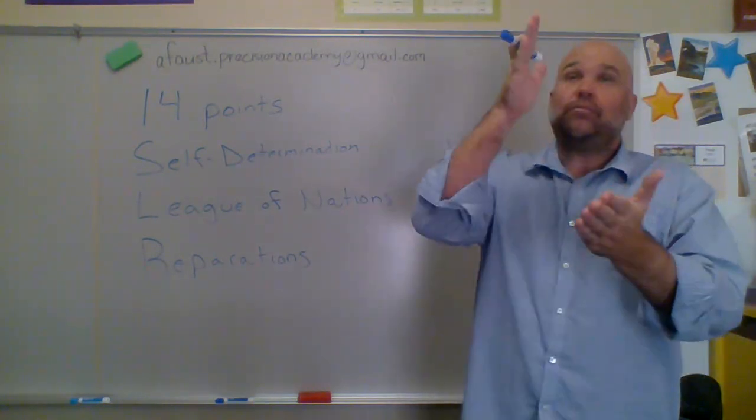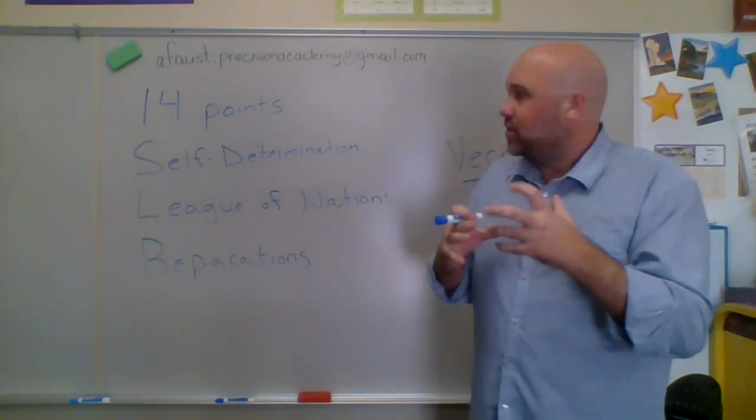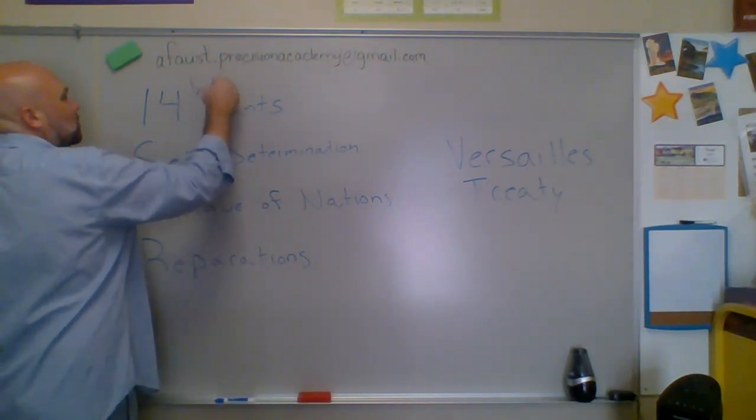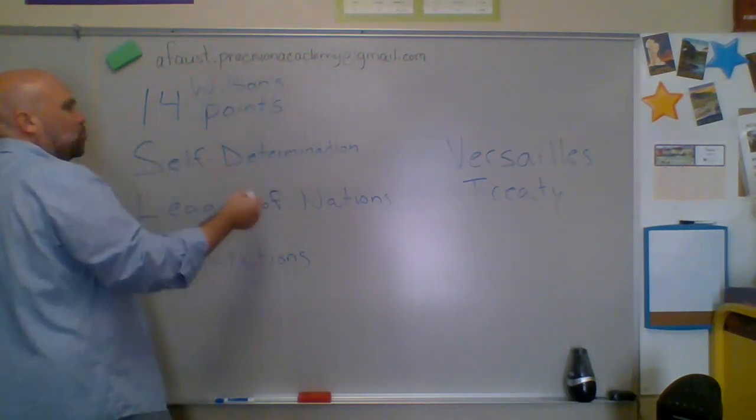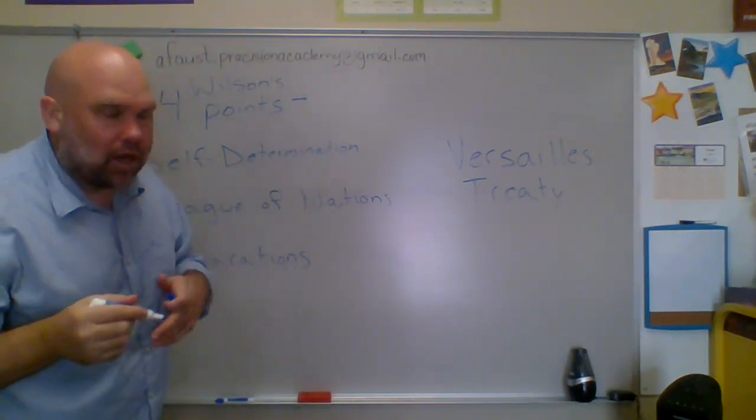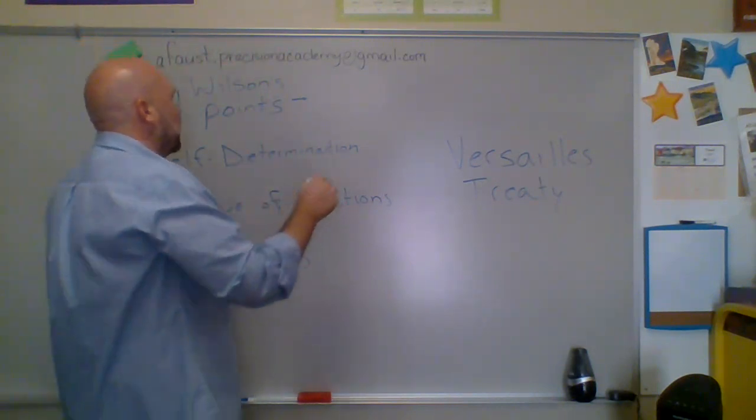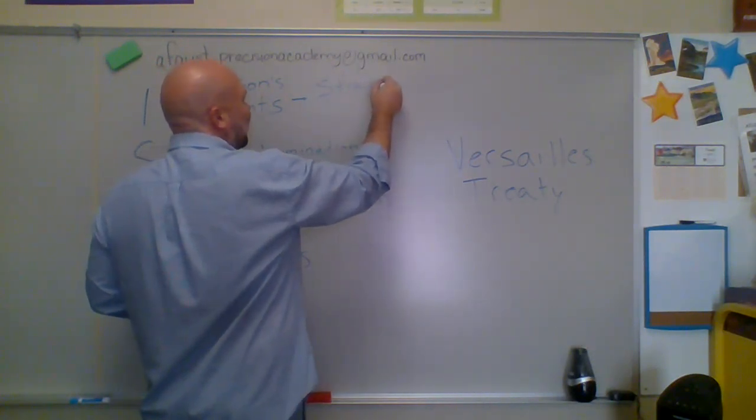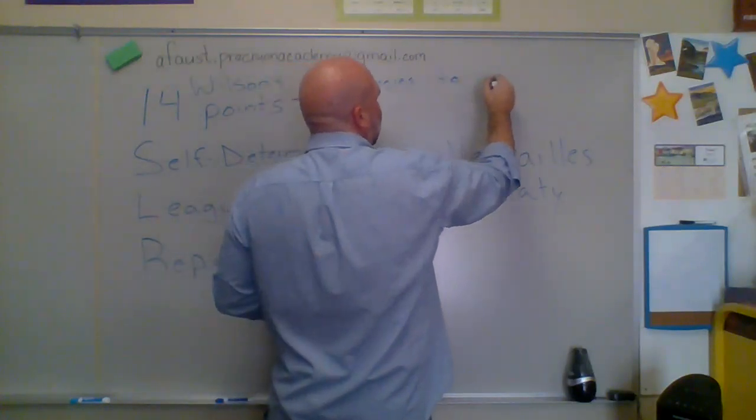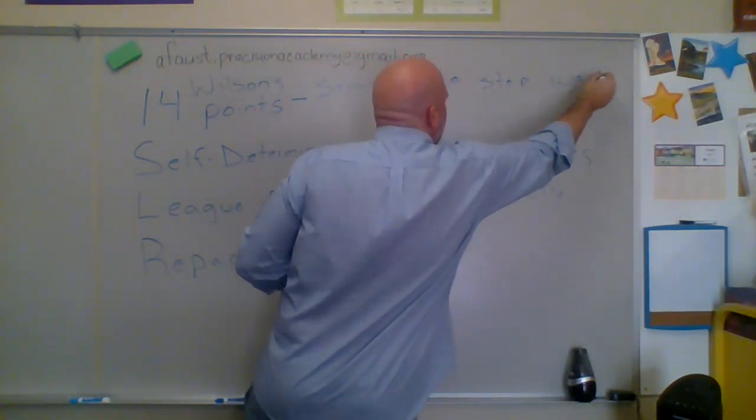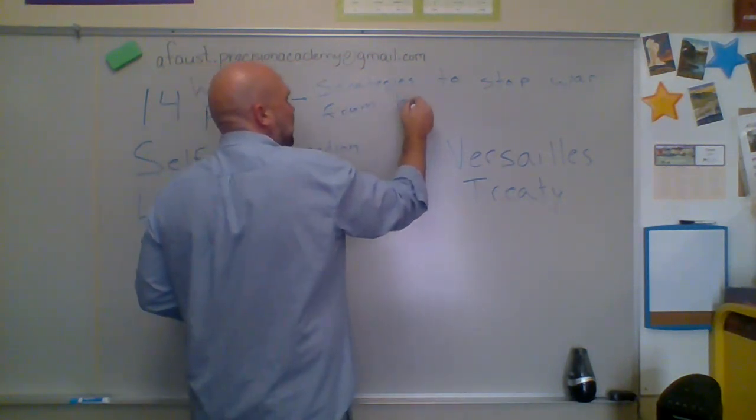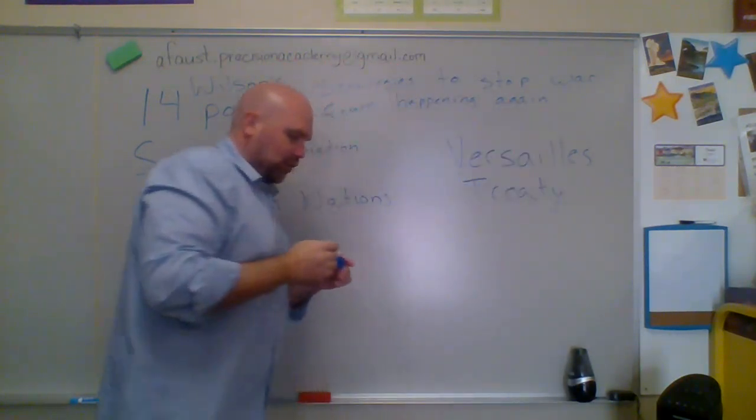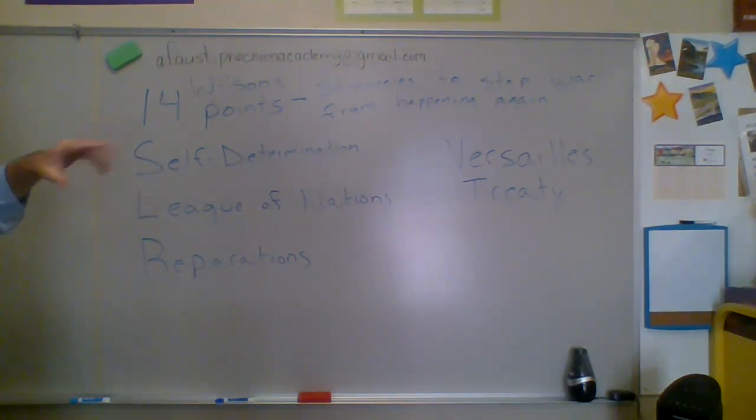The 14 points was brought to a peace conference by our president, President Wilson. So we can even say Wilson's 14 points. And what these 14 points are: 14 ideas or things, strategies, strategies to stop war from happening again. So that's what the 14 points are. That's as simple as that definition needs to be.